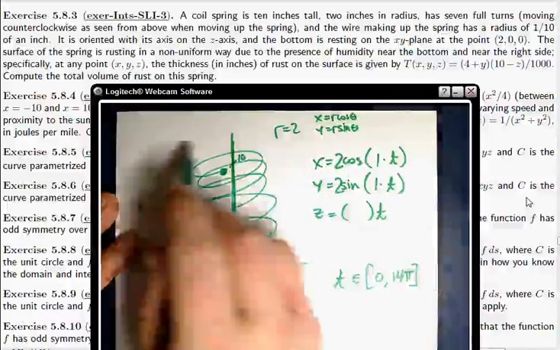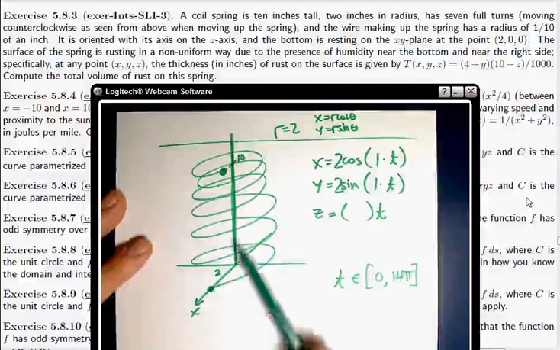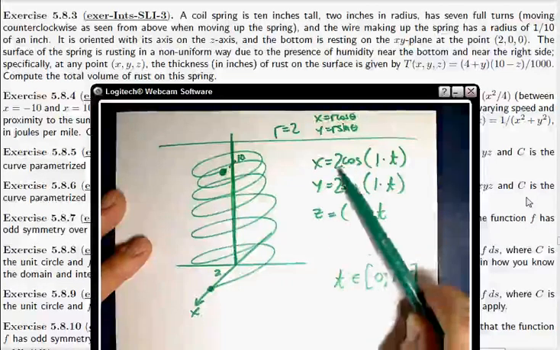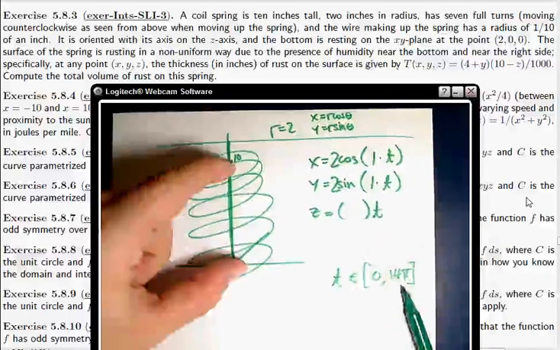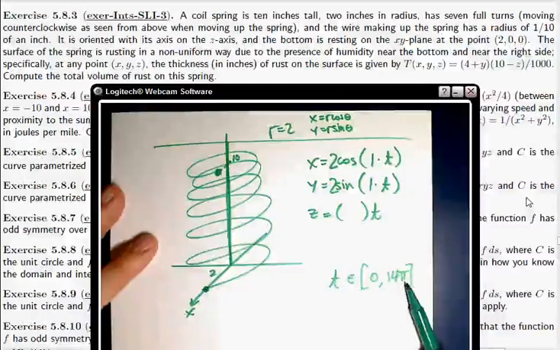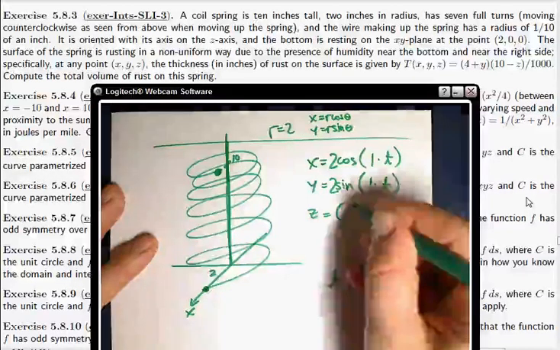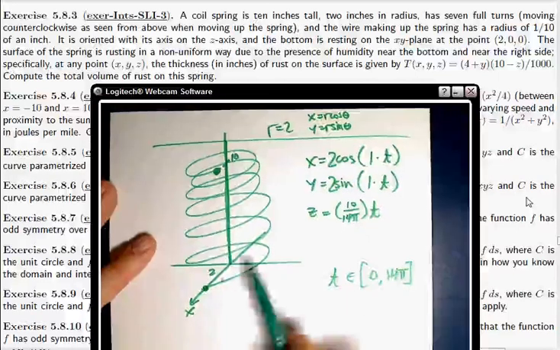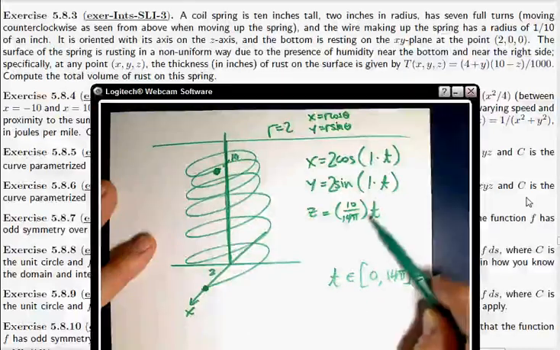All right, so I've got it to where it definitely now goes around 7 times with radius 2. And now the big question is, I need to make sure that in that amount of time, it makes it up to height 10 exactly. So if t goes from 0 to 14 pi, I need to multiply by 10 over 14 pi here, so that when t is equal to 0, it's at height z equals 0, but when t gets to the end at 14 pi, it ends up being 10.